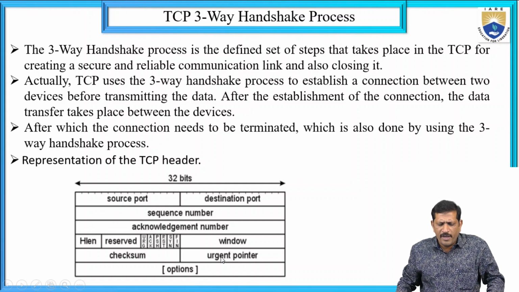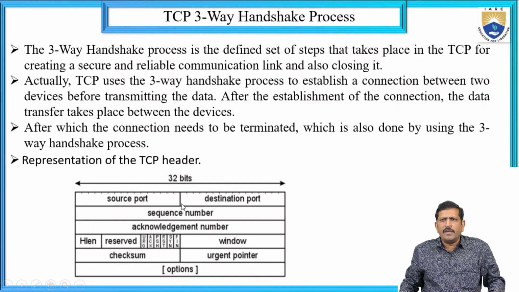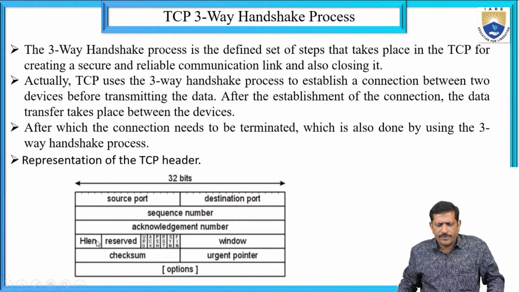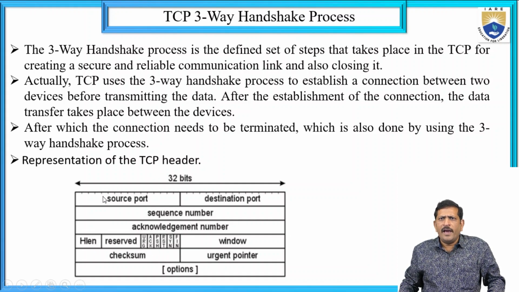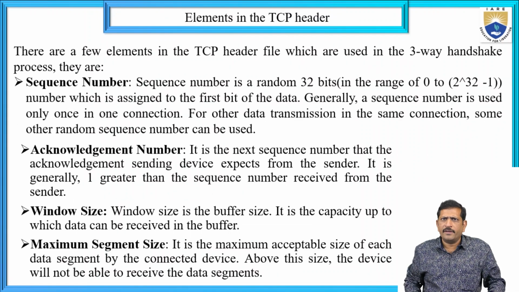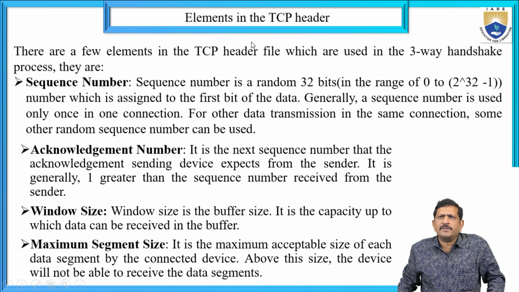In the TCP/IP header, the elements are checksum, urgent pointer, window, acknowledgement number, sequence number, source port, destination port, length, and reserved. So these are all the elements that can be included in a TCP header. Here the first element in a TCP header is the sequence number.